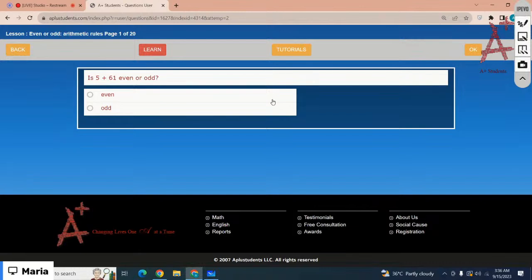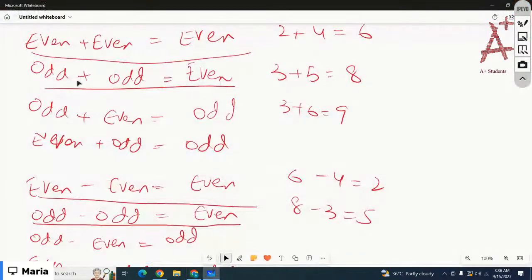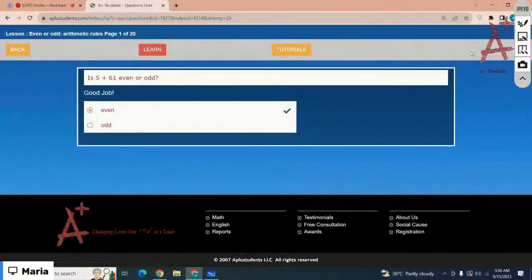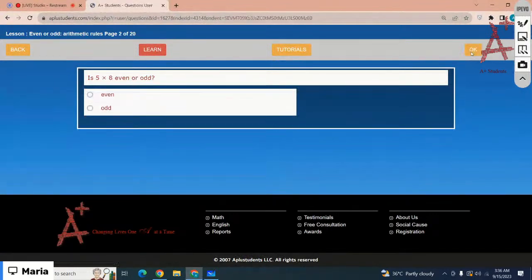So 5 plus 61, even or odd? You can see 5 is an odd number, right? And 61 is an odd number. You are adding two odd numbers. Both 5 and 61 are odd. So you can see the board. When you are adding two odd numbers, the answer must be even. So the correct option is even, right? That's how you can use these.